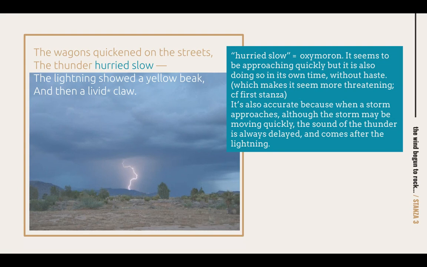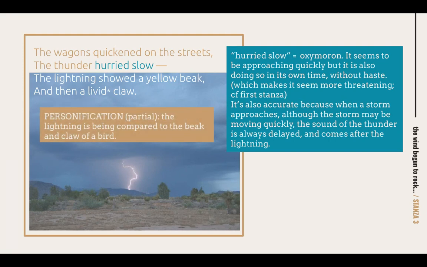And then the lightning here also is a kind of personification. It's referred to with parts of a bird, the yellow beak, the flash, and then a claw. Interestingly, the lightning doesn't actually do anything. If you look at the previous stanzas where the storm is doing something, it's throwing up the dust, whirling the trees around, rocking the grass, the lightning just reveals itself and then disappears again. The lightning showed a yellow beak and then a livid claw, and that's all that we see of the lightning.